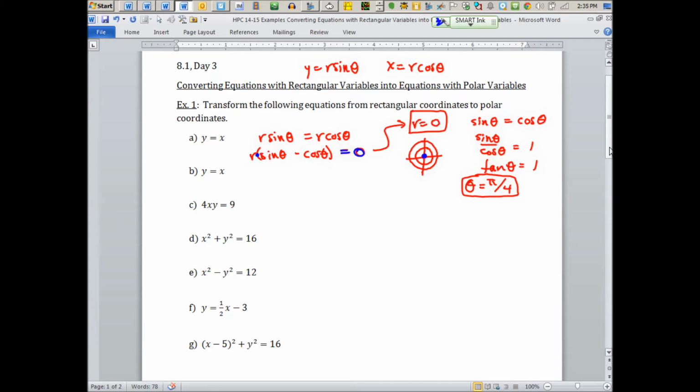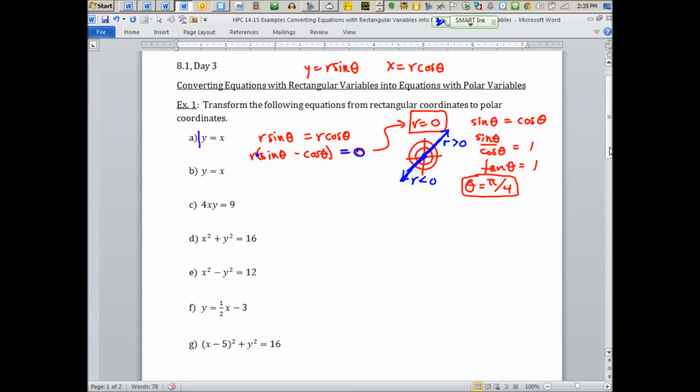So r equals 0 was that pole. Theta equals pi over 4 is anything that has an angle of pi over 4. So it could be any of the blue dots that I just added to my graph. If I decide to make r positive, that would be this entire ray extending into quadrant 1. If I allowed the r to be negative, that would be this entire ray here into quadrant 3. In other words, I've just recovered the graph of the line y equals x.